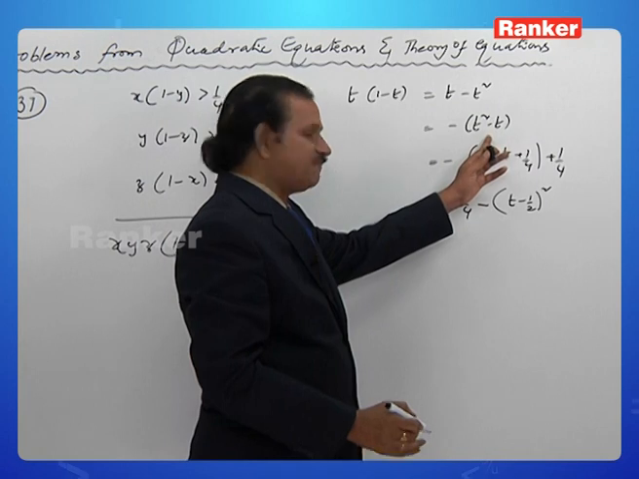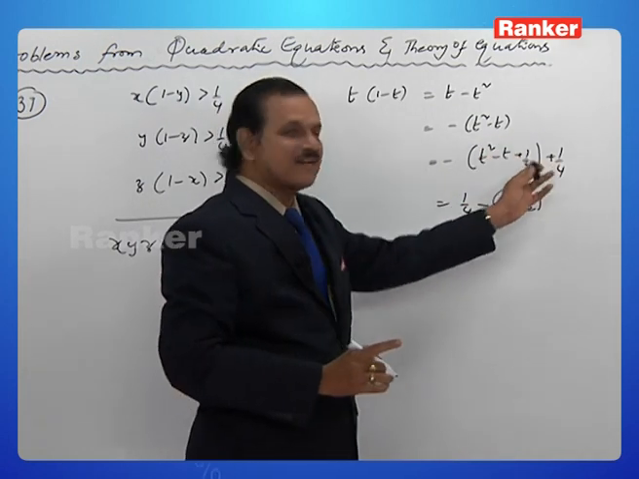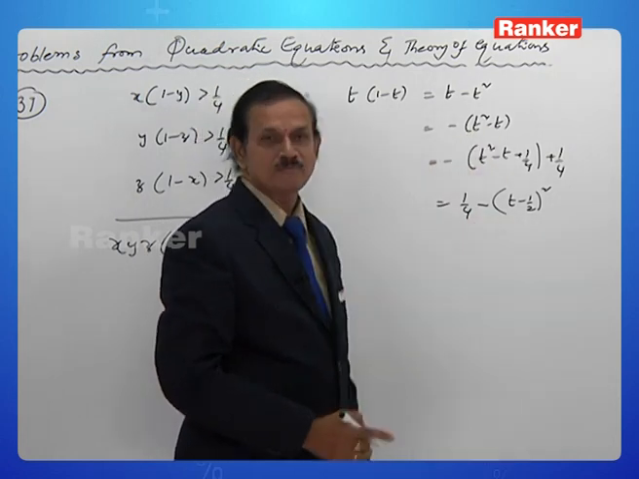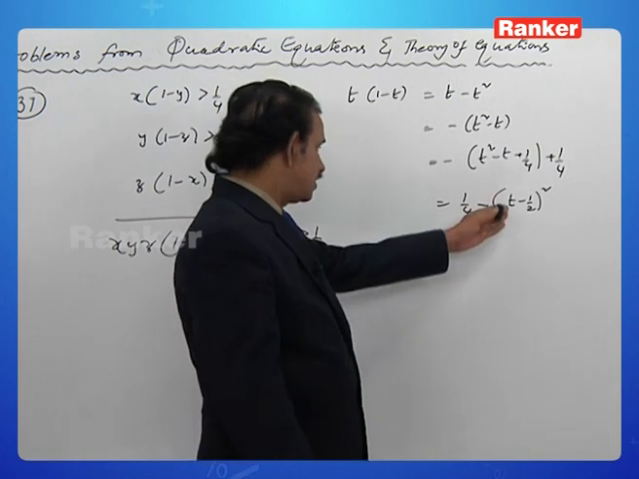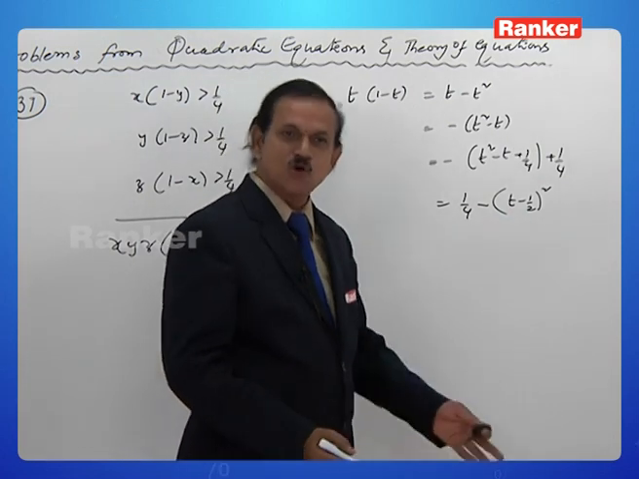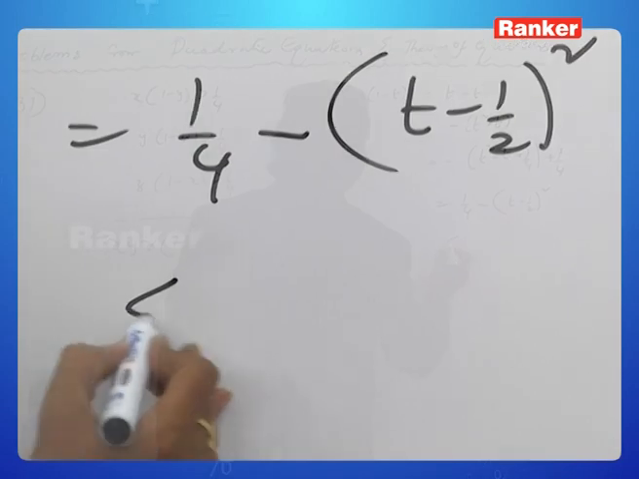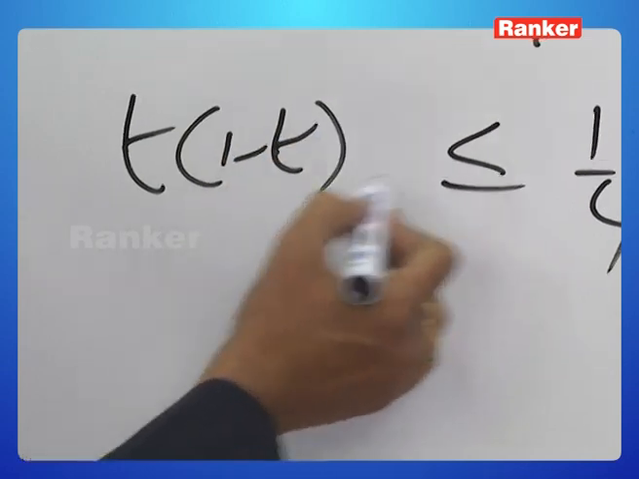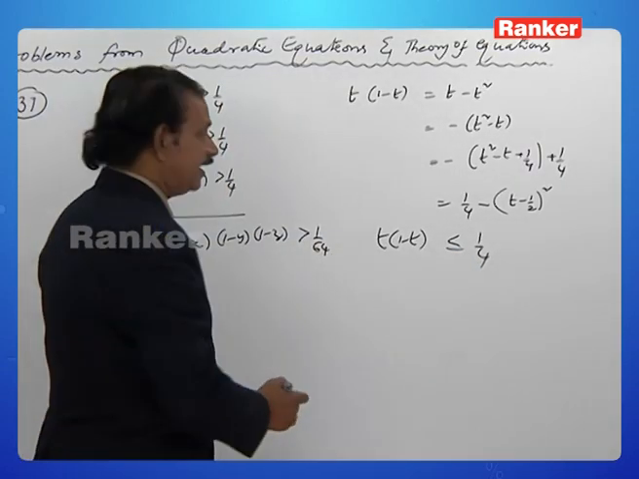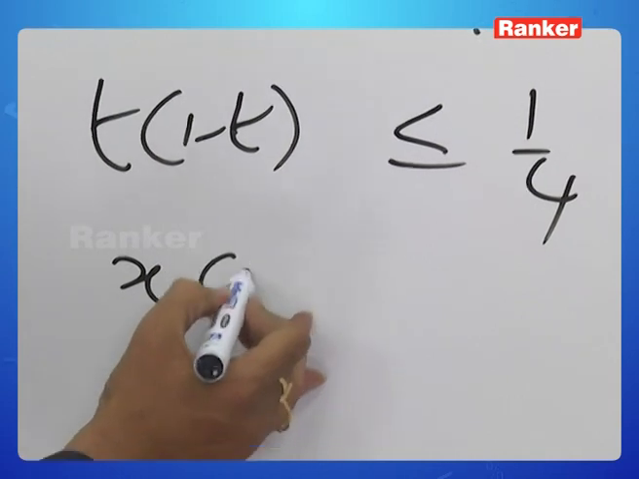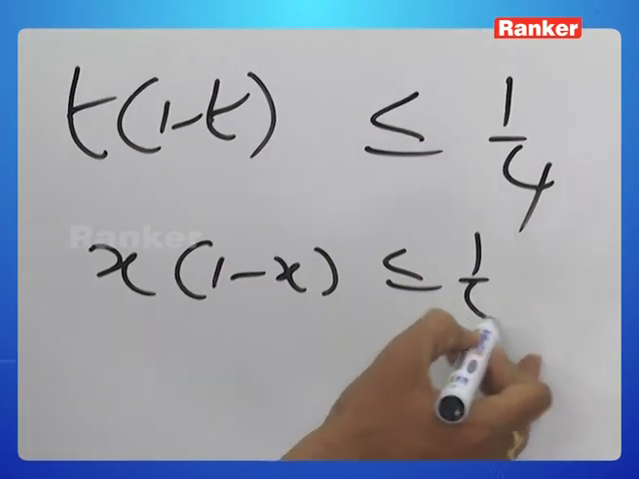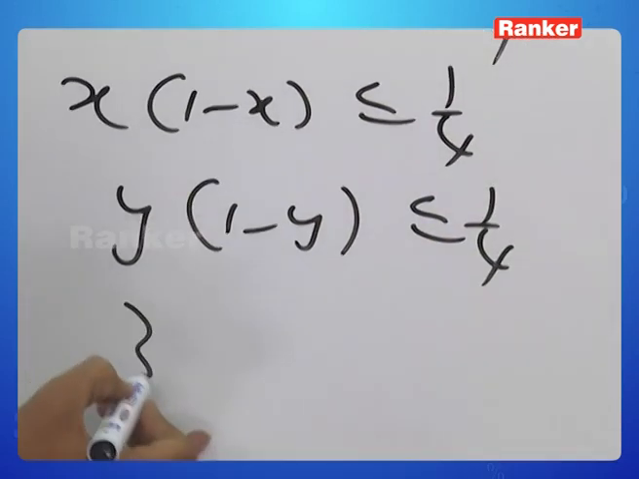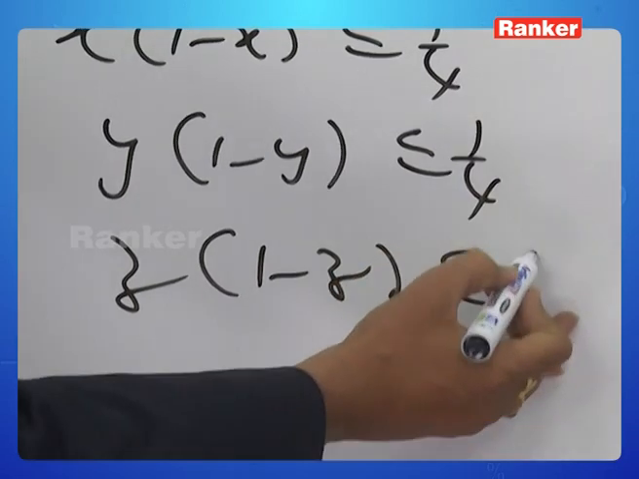Just to make this a perfect square, I could have added and subtracted 1 by 4 here, so that we will be able to observe this as 1 by 4 minus t minus half whole square. But you see, t minus half whole square is a perfect square. That is a non-negative number. So this is less than or equal to 1 by 4. For any real t, t into 1 minus t is less than or equal to 1 by 4. Let me take x in the place of t. X into 1 minus x is less than or equal to 1 by 4. Y into 1 minus y is less than or equal to 1 by 4. Z into 1 minus z is also less than or equal to 1 by 4.